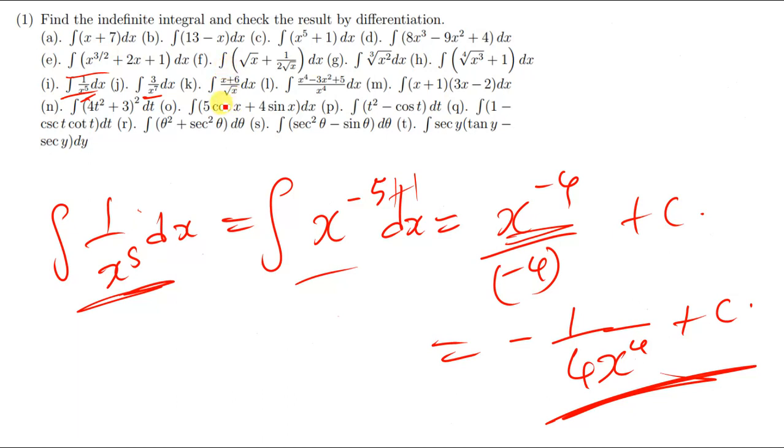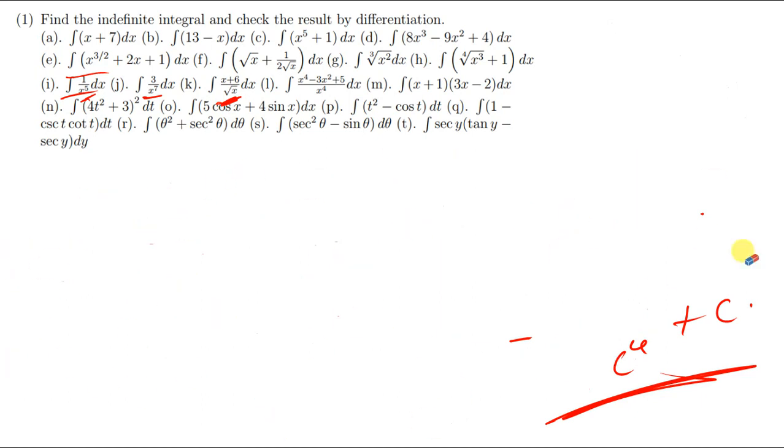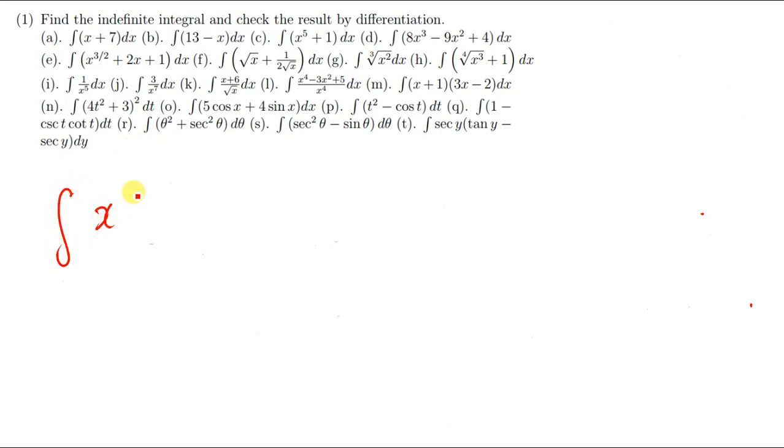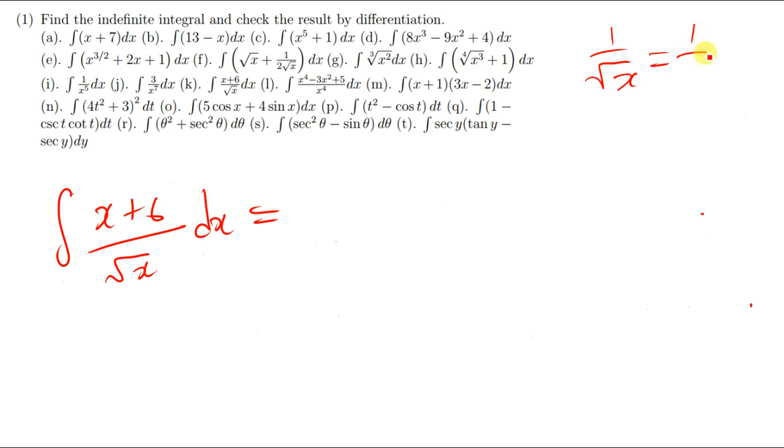Okay, so we also have this one. Let's see how we can do it. So all these questions are straightforward. I'm picking random questions. So we have the integral of x plus 6, everything divided by the root of x dx. Even before you integrate, if you want, we know that 1 over the root of x can also be written as 1 over x to the power half, which can also be written as x to the power negative half.